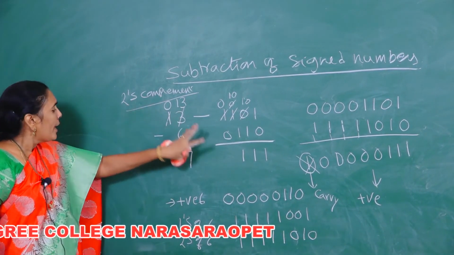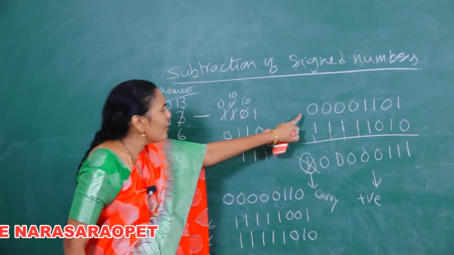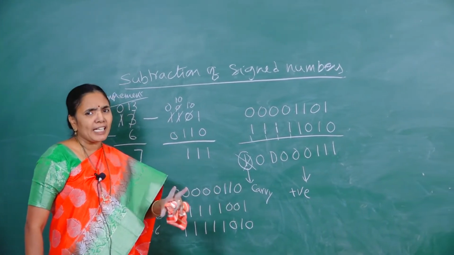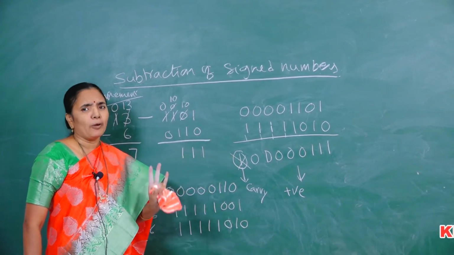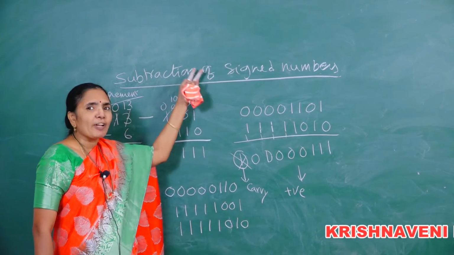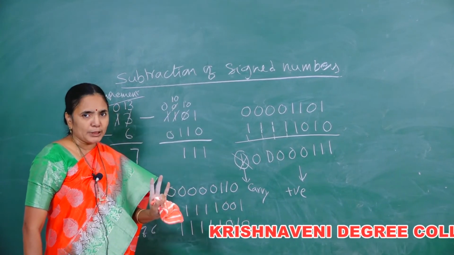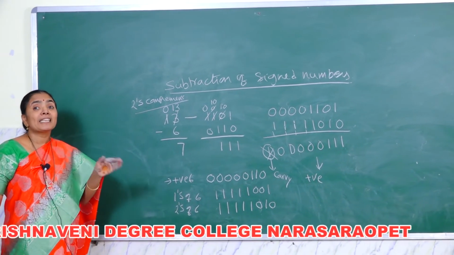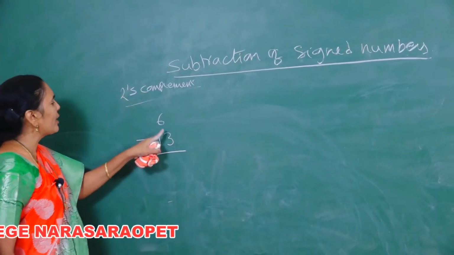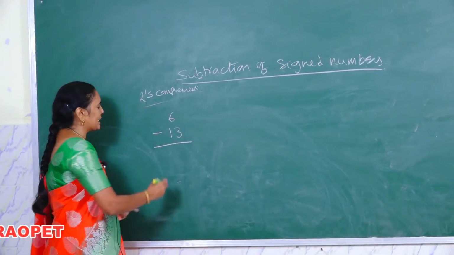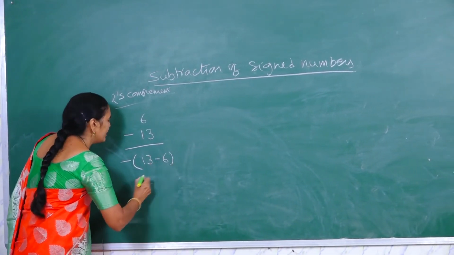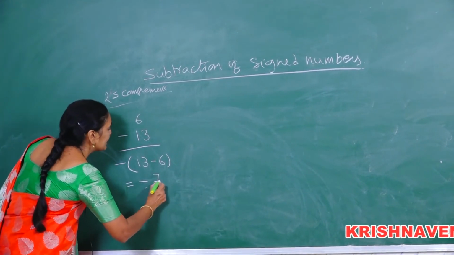So, here we have no need to see whether it is a signed number or unsigned number. You can do the normal calculation, the same process that we have done in the unsigned numbers. Now, let us do the reverse. Let us try to subtract 13 from 6. So, here as we can't subtract 13 from 6, we will take minus as common and we will write 13 minus 6, which the answer will become minus 7.